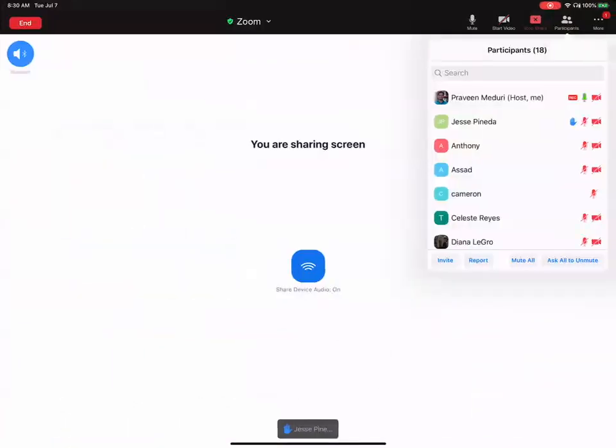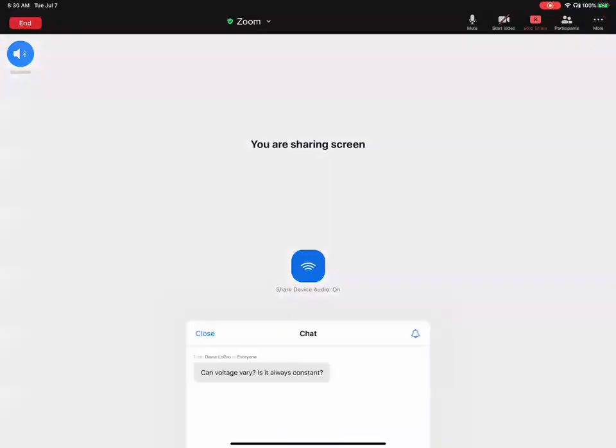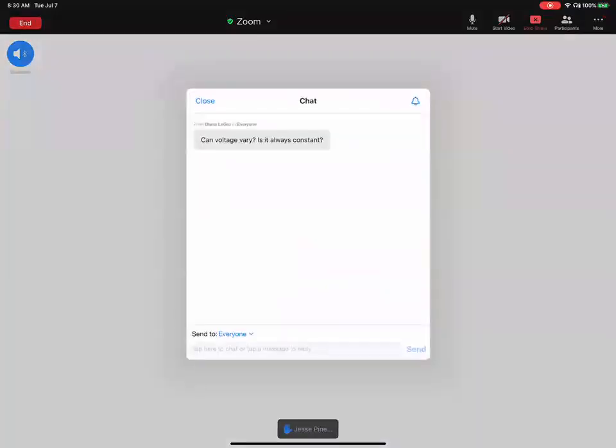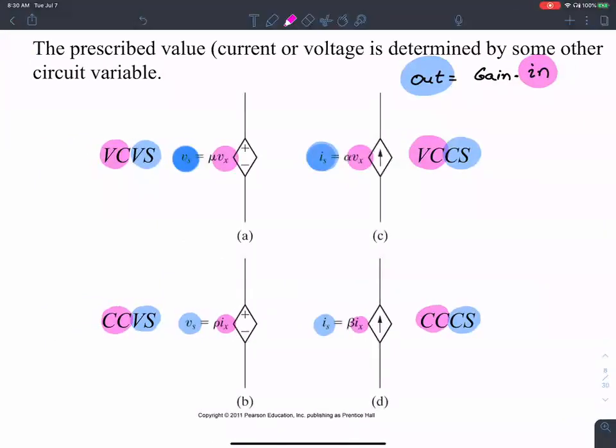Okay, let's see if there are any questions so far. Questions, please, something in the chat window. Can voltage vary or is it always constant? Diana, were you talking about the independent sources or the dependent sources? The independent source. I think I asked that question on the first slide we went over, and then I think in the second slide the voltage did vary with the current.